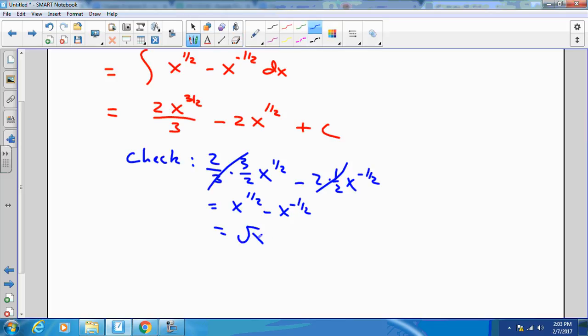If I rewrite this, I get the square root of x minus 1 over the square root of x. And that equals x minus 1 over root x. Notice that when I get the common denominator for that first term, root x times root x is equal to x. Okay.